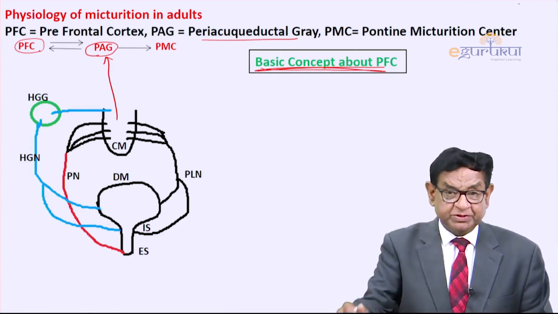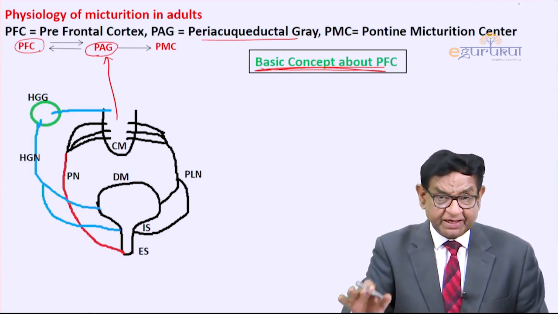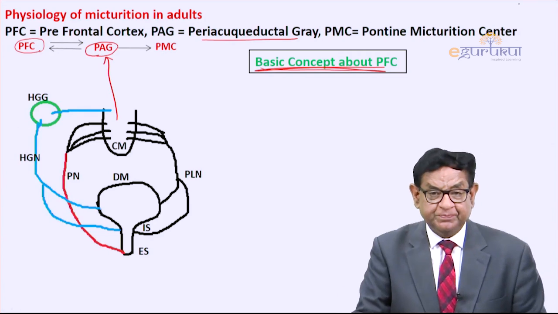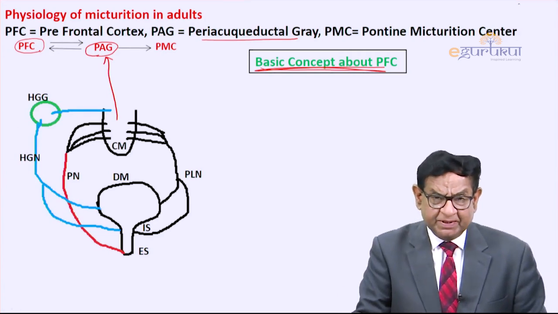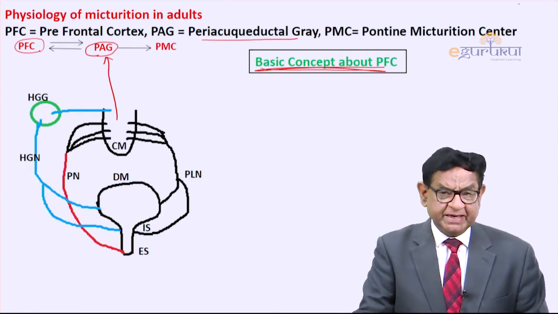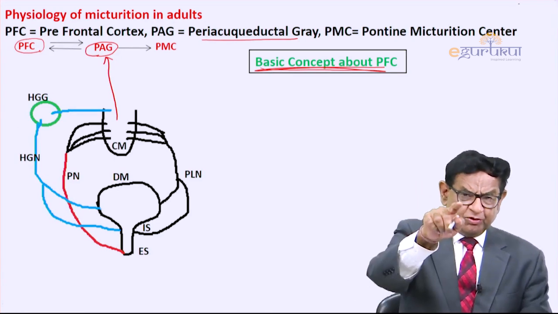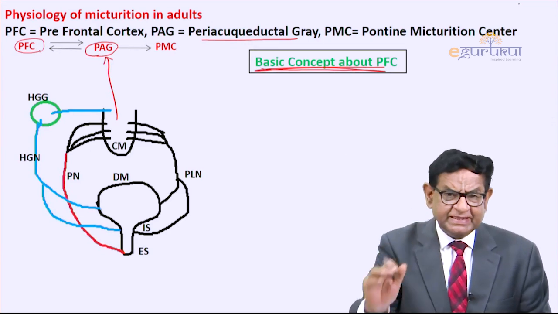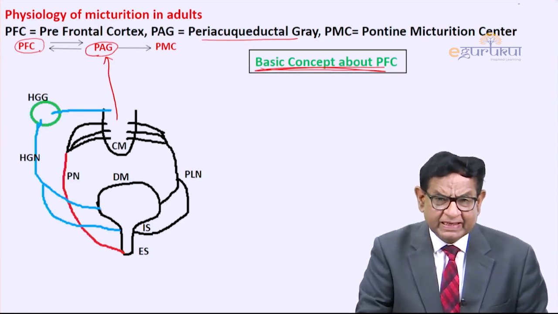Because the area of social behavior decides, no, this is not a dress for the occasion. I'll give you another example. After the class, you have to go to a function, maybe a marriage party. Will you go to the marriage party with the same dress that you are wearing right now?